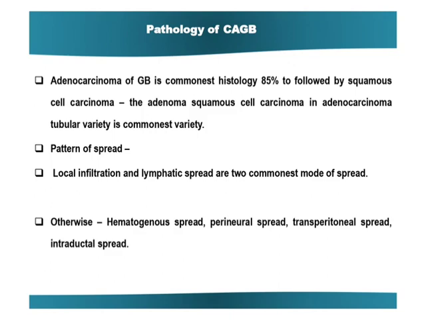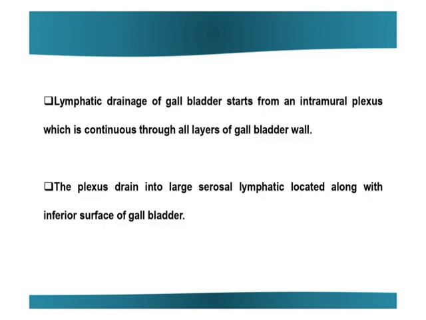So the histological classification you see here: adenocarcinoma, squamous, adenosquamous, clear cell, undifferentiated, carcinoid tumor, sarcoma, melanoma, lymphoma. These are the varieties you see. Among them, the top is adenocarcinoma.